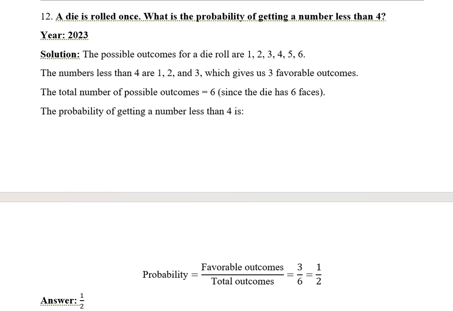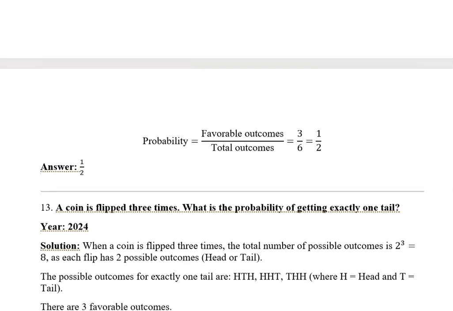A dice is rolled once. What is the probability of getting a number less than 4? Total outcomes are 6. The numbers less than 4 are 1, 2, 3. That is 3 favorable outcomes. Favorable outcomes divided by total outcomes is 3/6, which is 1/2.